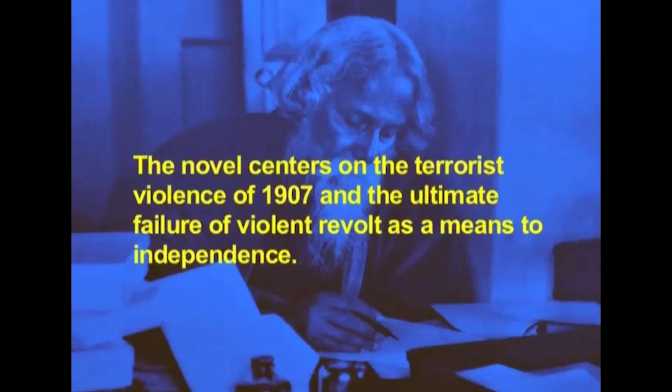He, however, grew disillusioned with the elitism and increasing violence of the movement and so gradually retreated from the political sphere into the inner domain of poetry, art, and spirituality. This profound disillusionment with the violence of the nationalist movement and the retreat into an inner realm of spirituality is poignantly expressed in the novel. The novel centers on the terrorist violence of 1907 and the ultimate failure of the violent revolt as a means to independence. At the same time, it also expresses Tagore's own ambivalent status, torn between home and the world, between the inner realm of art and the outer realm of spirituality and public action.